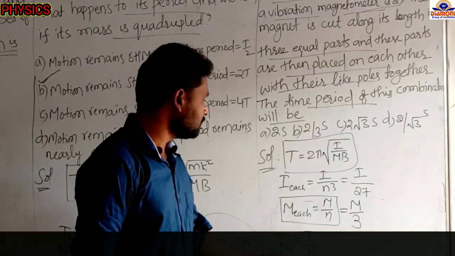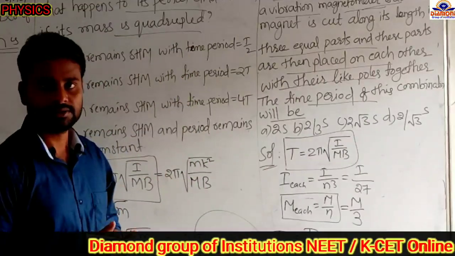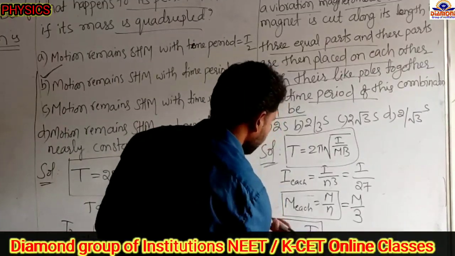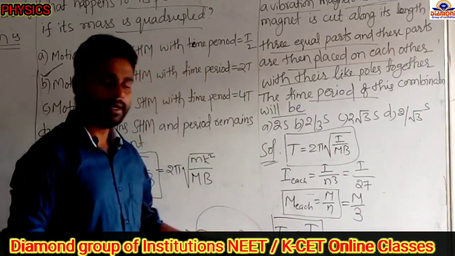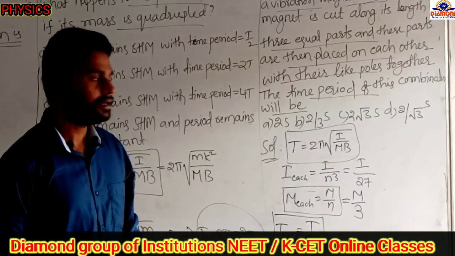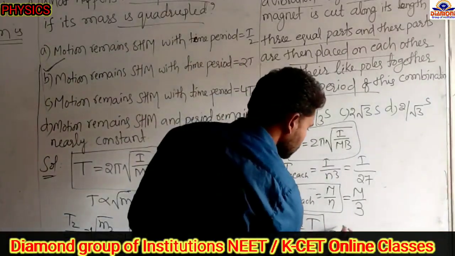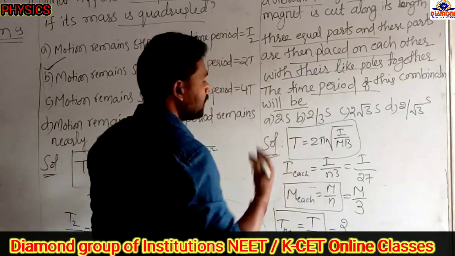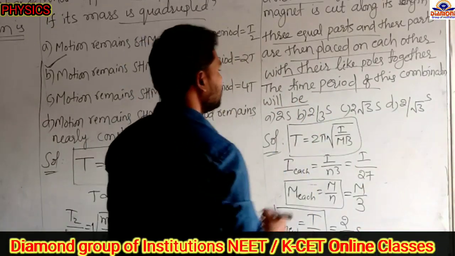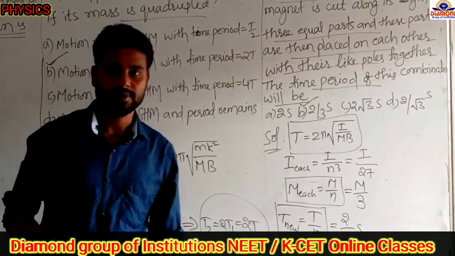And the next one is the time period. If the magnet is cut into 3 equal parts, then what is the new time period? Remember the new time period equals T by n, the initial time period divided by n, where n is the number of parts. Initially the time period is 2 seconds, and they are making 3 parts. So now the time period equals 2 by 3 seconds. B is the right option. Like this you have to solve the problems.